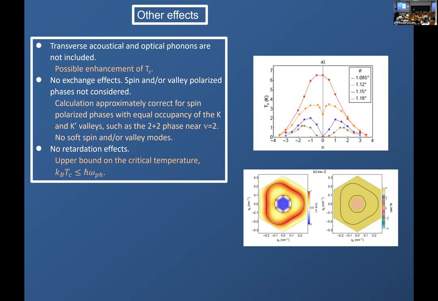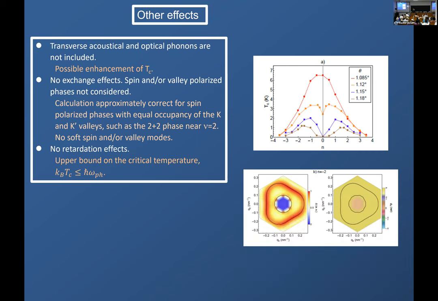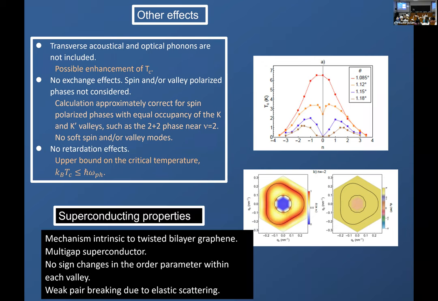What we have not considered are polarized phases. The method is basically the same for polarized phases. The only difference is that this factor of four in the bubbles in the screening, you have to replace by two. So we expect superconductivity anyway. And we don't have retardation effects. That means that if our Tc were comparable to the phonon frequencies, for instance, the calculation would not be reliable, but that's not the case. There's at least a factor of 10 between the Tcs we have estimated and the phonon frequencies. So we can expect that in this regime of not very strongly coupled superconductivity, we are fine. And as I said, we didn't study polarized phases. In principle, it's something we have planned to do.